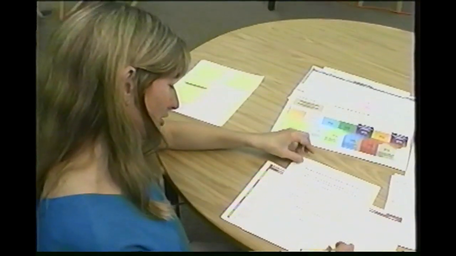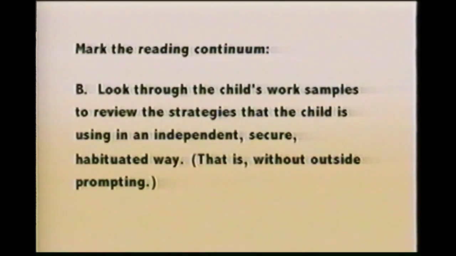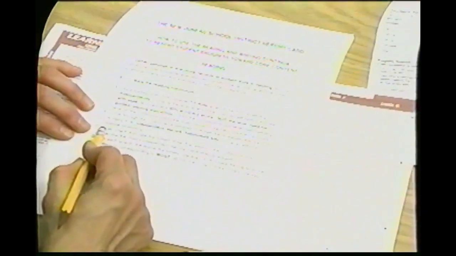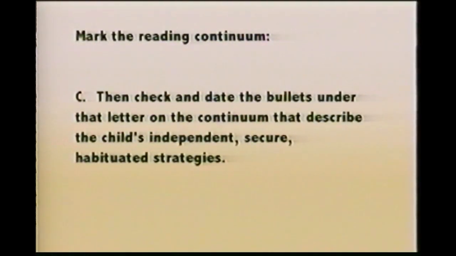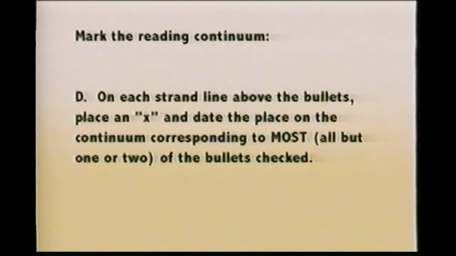Before I go on the continuum, I'm going to read the next step on my directions so I don't get ahead of myself. I've just looked through the child's work samples to review the strategies that the child is using in an independent, secure, habituated way, that is without outside prompting. My next step, C, is to check and date the bullets under that letter on the continuum that describe the child's independent, secure, habituated strategies. And finally, on each strand line above the bullets, place an X and date the place on the continuum corresponding to most, all but one or two, of the bullets checked.